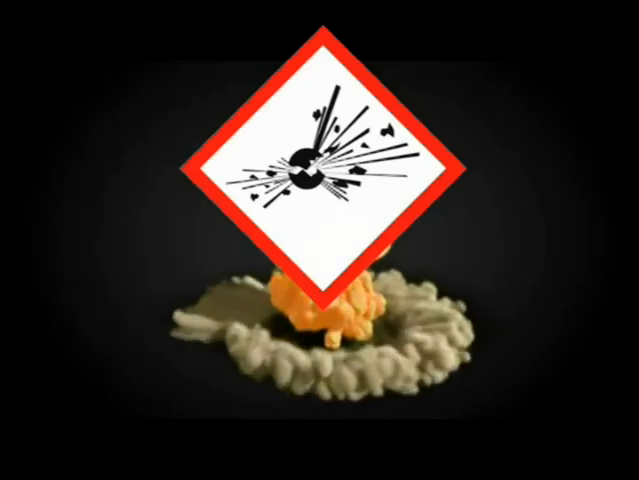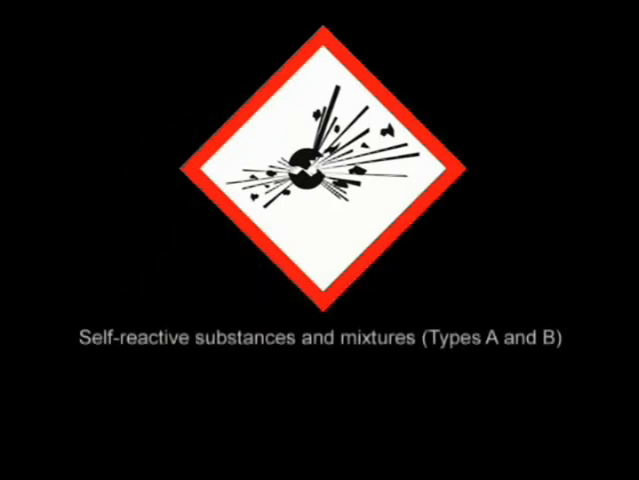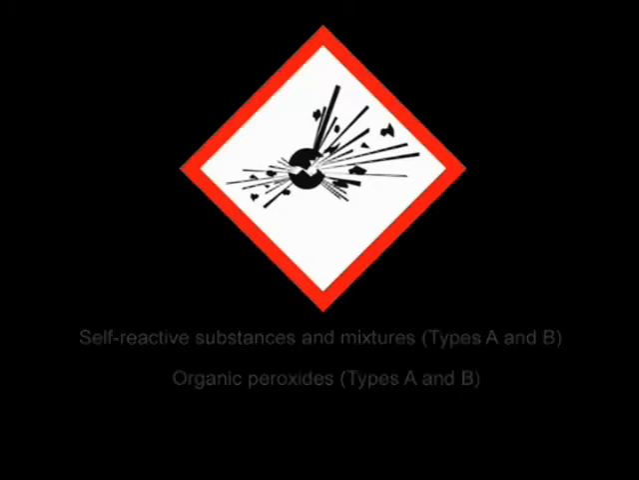The exploding bomb pictogram is used to identify explosive classes. Self-reactive substances and mixtures, types A and B. These products may react on their own to cause a fire or explosion, or may cause a fire or explosion if heated. Organic peroxides, types A and B. These products may cause a fire or explosion if heated.